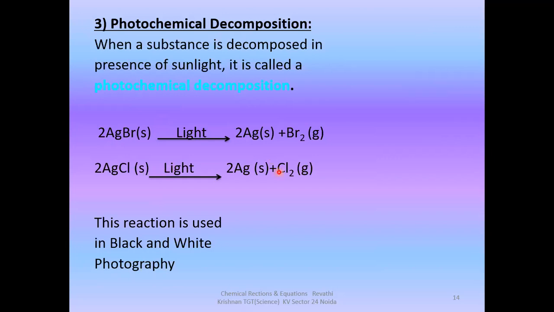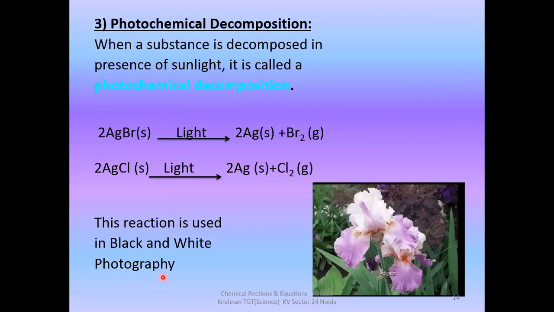The reactions can be written as 2AgBr in the presence of light gives 2Ag plus Br2. 2AgCl in the presence of light gives 2Ag plus Cl2. This reaction is used in black and white photography. This concept is very important as this is a frequently repeated question in your board exams.